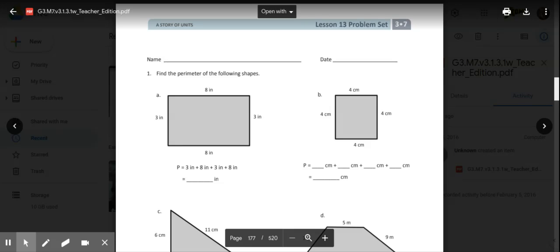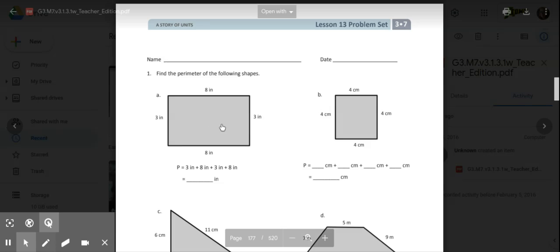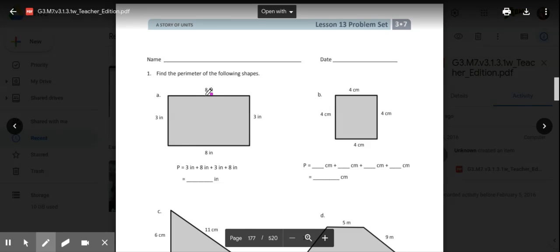And remember, the perimeter is when you add all the sides together. I remember my trick yesterday, perimeter plus, they both start with P's. So for number 1, they have 8, 3, 8, 3. Now, if you notice, these numbers across from each other are the same.